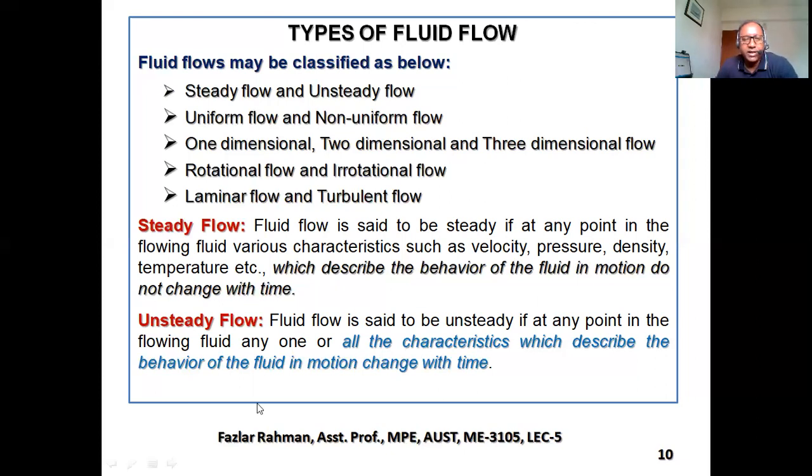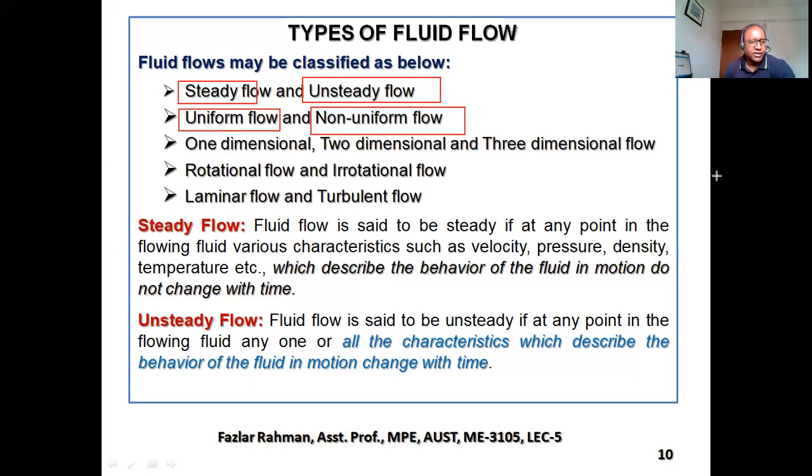Number one is steady and unsteady flow. What is steady and what is unsteady flow? Then what is uniform flow? What is non-uniform flow? One-dimensional, two-dimensional, three-dimensional flow, that you are already familiar with. If flow is only along one axis, that is called one-dimensional. If flow is along two axes, then it's called two-dimensional. Similarly, if the velocity of a fluid particle has three components, or it has displacement along three axes, then you can say the flow is three-dimensional.